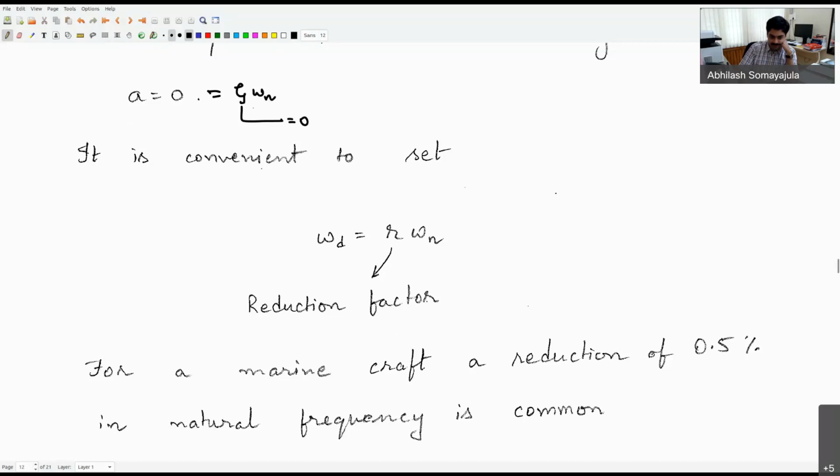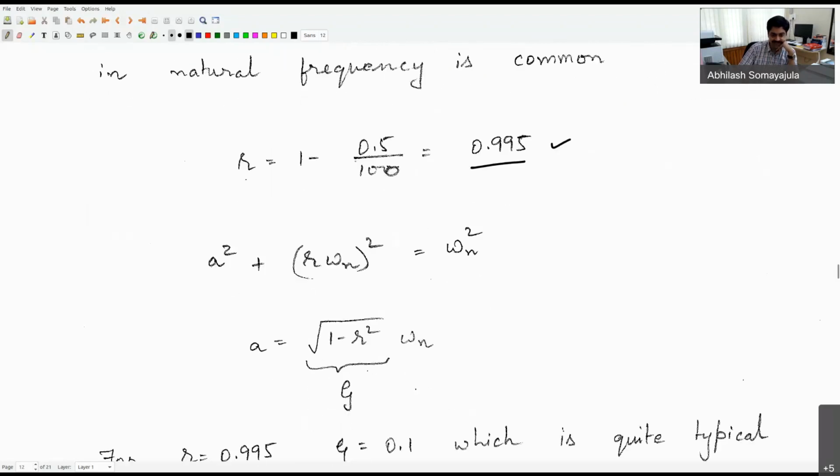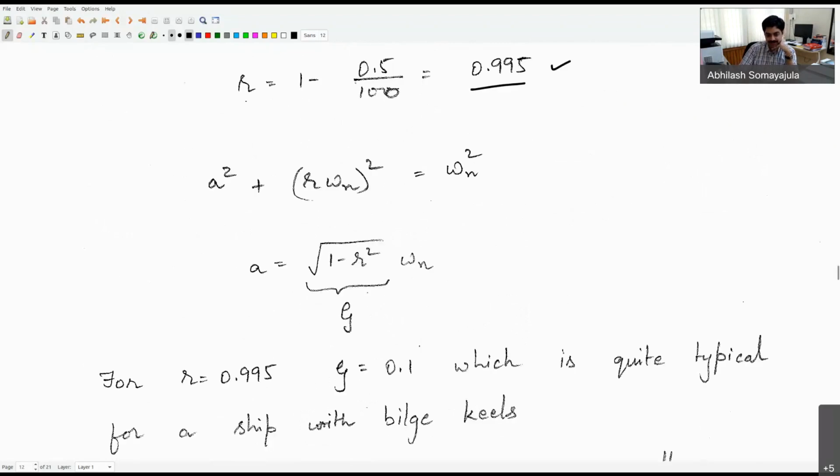If this R is taken as the so-called reduction factor, we'll see that for most typical marine crafts, this reduction factor is close to 0.5%. Therefore this R value will be equal to 0.995. That reduction factor is 0.5%, so the R value is 1 minus 0.5 by 100, which comes out to be 0.995. If we put it into our expression, we can find that the value of A is square root of 1 minus R squared times omega n, and for R equal to 0.995, this corresponds to a zeta value of about 0.1, which is quite typical for ships.